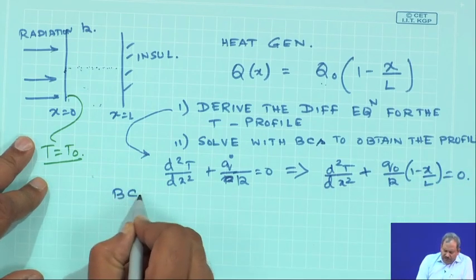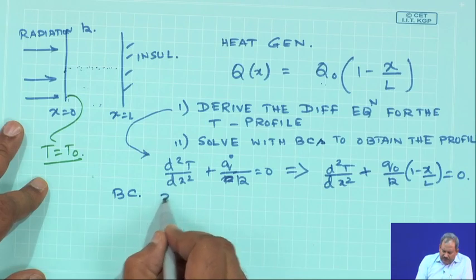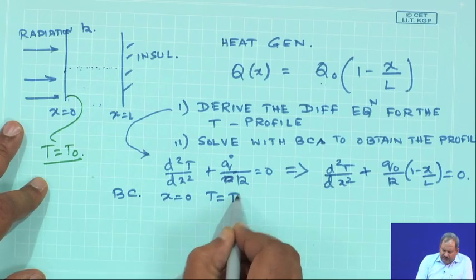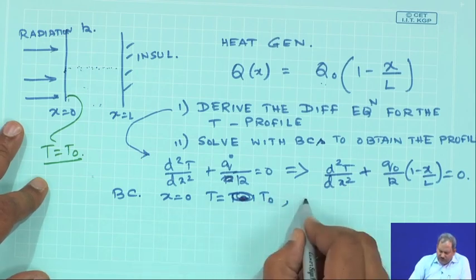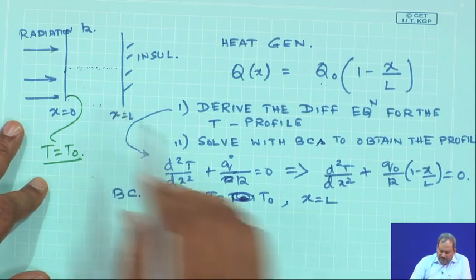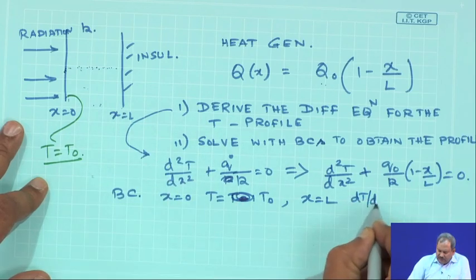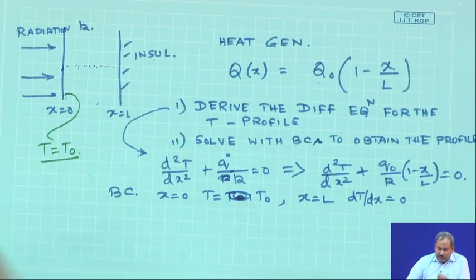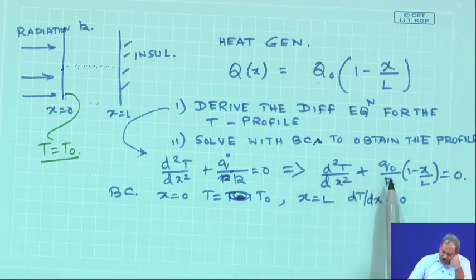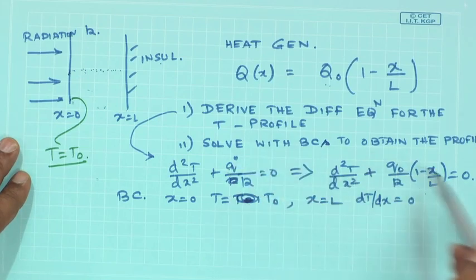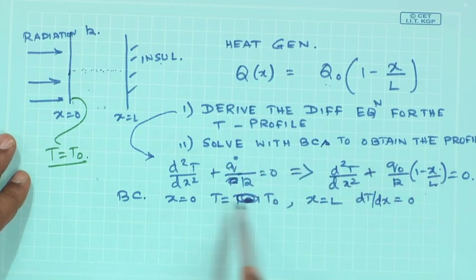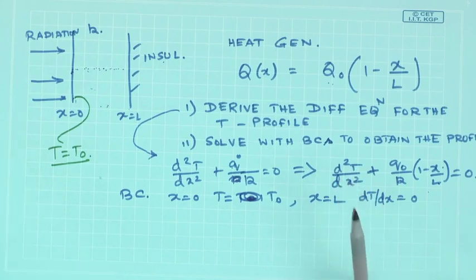And what are the boundary conditions? The boundary conditions will remain the same: at x equals 0, T is a temperature which is known to us, and at x equals L, that means at this point, dT/dx is 0, since it is an insulated wall. So, the governing equation is obtained in the same way, with the understanding that this q naught is a function of x now, and these are the two boundary conditions. So, you solve it on your own.